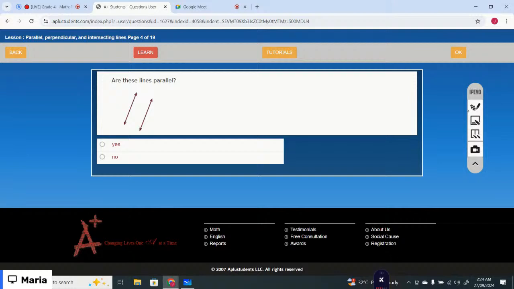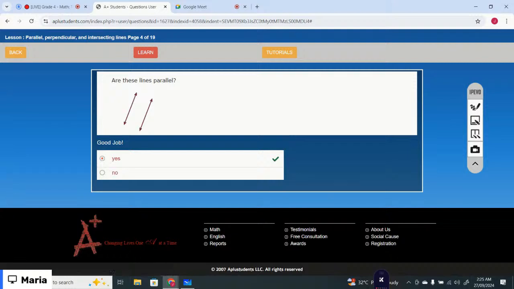Are these lines parallel? Which is the correct option? Parallel lines never intersect each other, right? So yes, they are parallel lines.